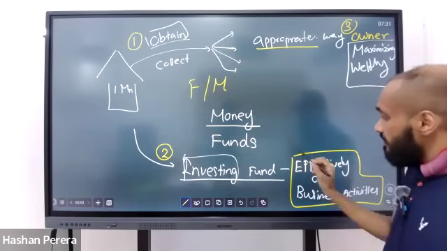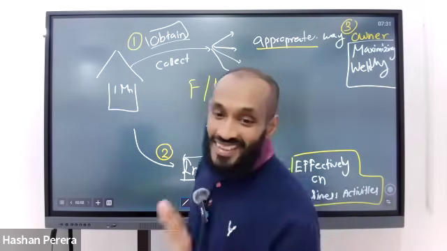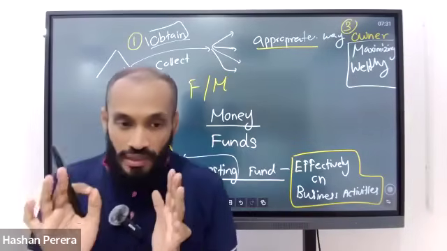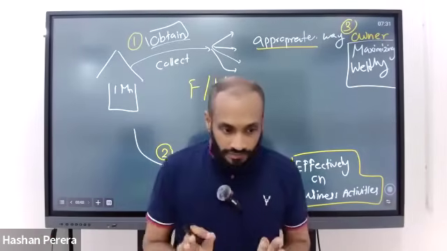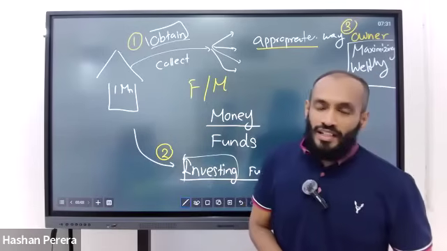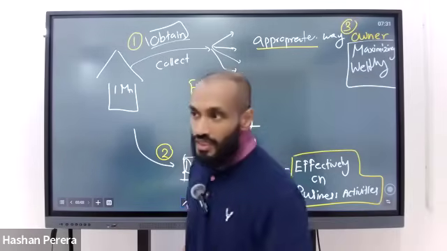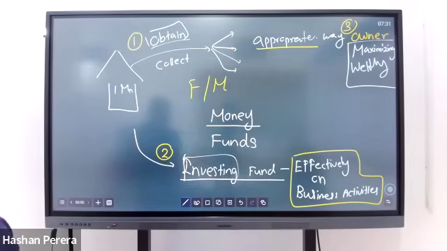Obtaining funds appropriately, investing funds effectively on business activities to maximize owner's wealth. Done. Right. Shall we write the definition? So first you have the topic financial management, which is our lesson topic, and then we are going to define. So you can have the definition as a subtopic. So we are going to read the definition. I'm going to give you the definition now. Understood? Okay. Any problem? Let me know.